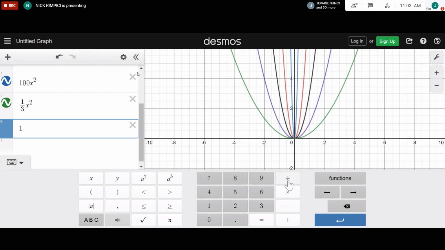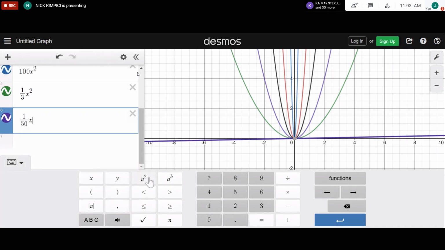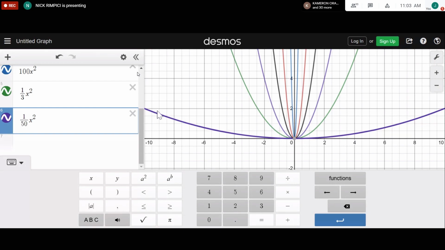If I do 1 divided by, let's say, 50 x squared, that should be really wide. So 1 over 50x squared, that's this. You can see this is pretty wide. All right, it's vertically shrunken. It's getting closer and closer to the x-axis. Any questions on what's going on here with the relationship? Anything at all?